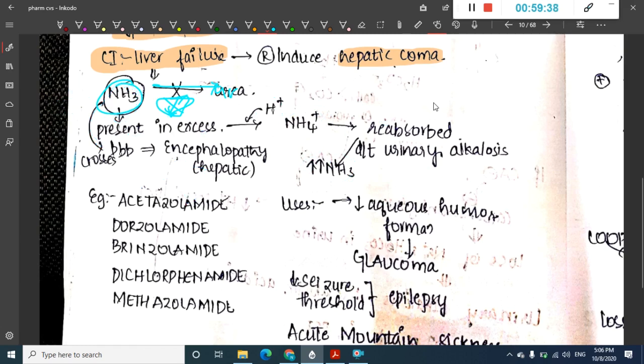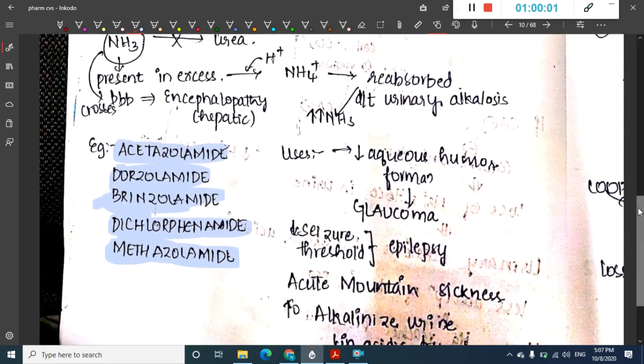Next, what are the examples of carbonic anhydrase inhibitors? The drugs which are carbonic anhydrase inhibitors are acetazolamide, dorzolamide, brinzolamide, dichlorphenamide and methazolamide.